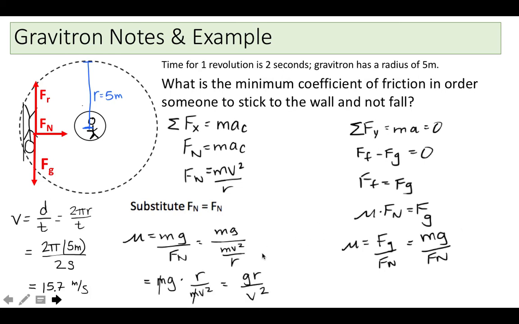So we have a fraction divided by a fraction, so what I did is I just multiplied by the reciprocal. So mg divided by mv squared over r is the same thing as mg times r over mv squared. You'll notice the masses cancel, leaving us with g r over v squared. Plug in our givens, 9.8, 5, and 15.7 meters per second. Plug it into your calculator, you should get a coefficient of 0.199.